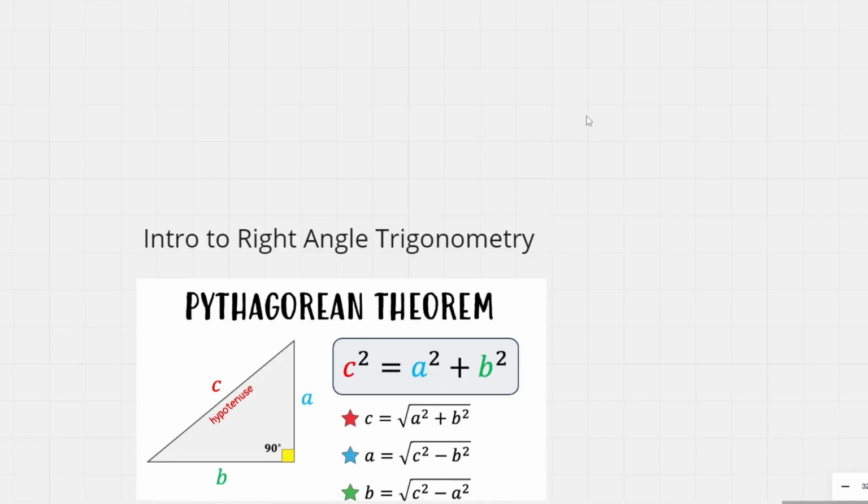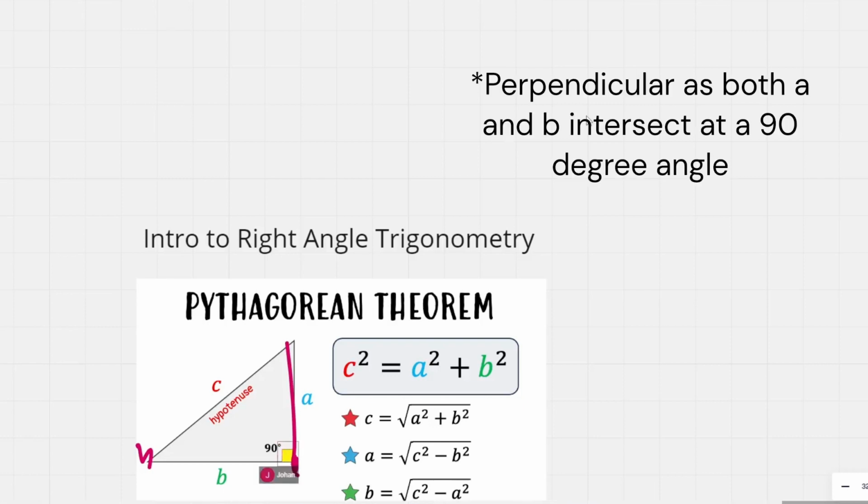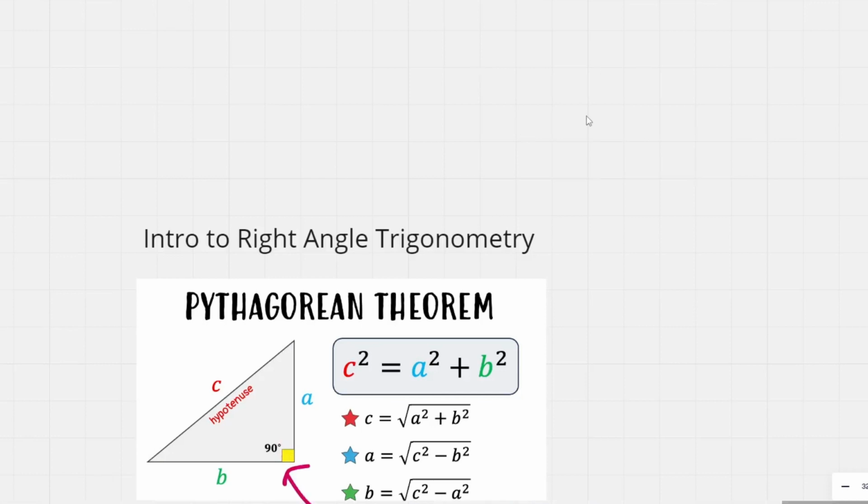So what exactly is a right angle? A right angle is an angle with 90 degrees, and it's perpendicular to the base of a triangle or a part of a triangle. It's usually perpendicular. As you can see, this is perpendicular to this, that's why it goes upwards like that. So we can see that this right here is a 90-degree angle, so therefore it is a right angle triangle.